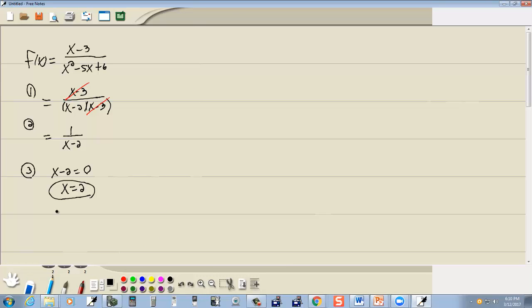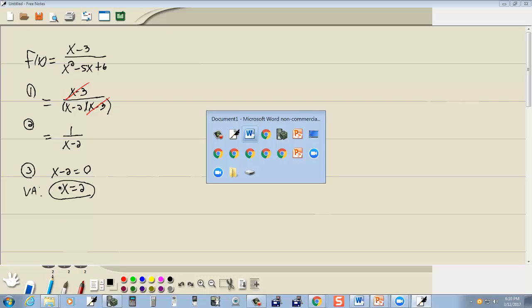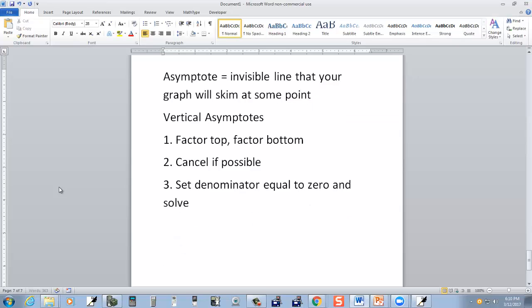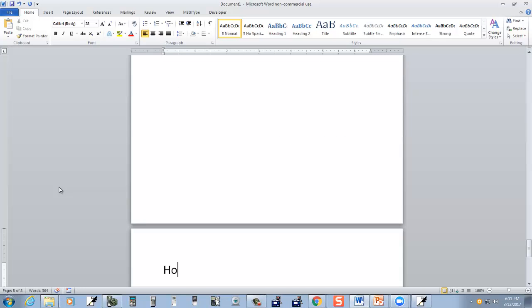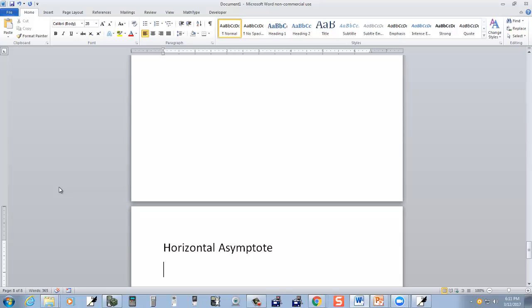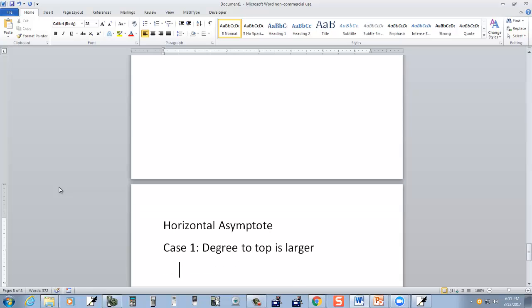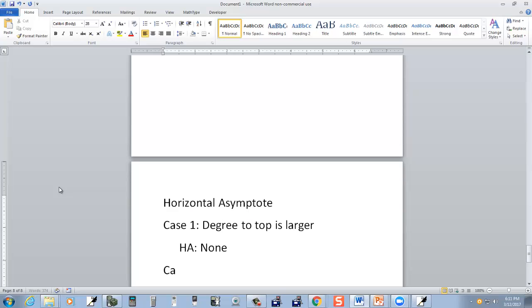Okay. This is our vertical asymptote. Let's talk about our horizontal asymptote. Now, a rational function means single fraction, and degree is the largest power of x, remember? So we got a degree of the top and degree of the bottom. Now we're going to have three cases. Case 1, the degree of the top is larger. That means there is no horizontal asymptote.